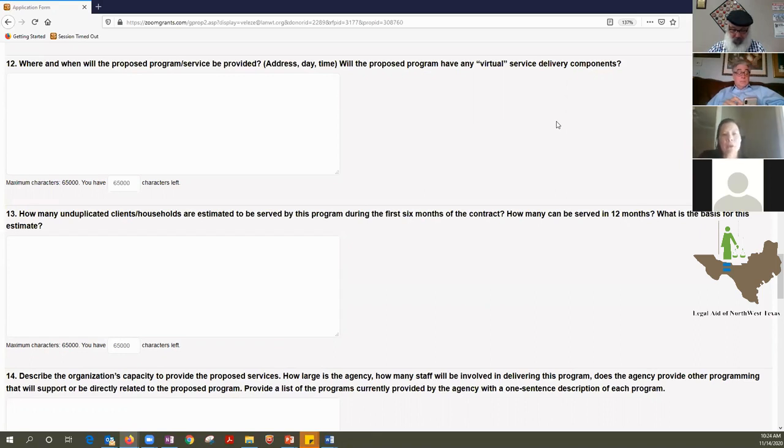And in terms of the virtual service delivery component, the background materials, the request for proposal guide that's available to you in their resource library on the Zoom grants page, describes, in particular around youth training, having a virtual component. So I think there's room for that. If you're concerned about COVID and exposure and so on, but still want to provide programming, that's one area where there's an emphasis on virtual programming.